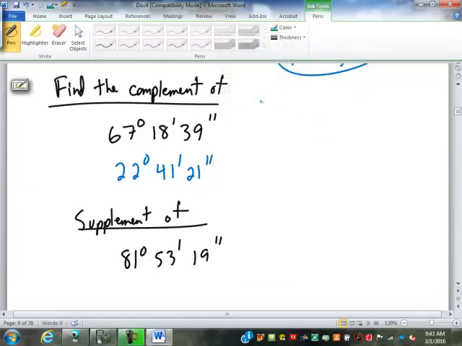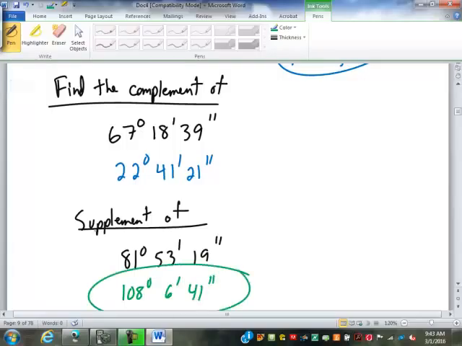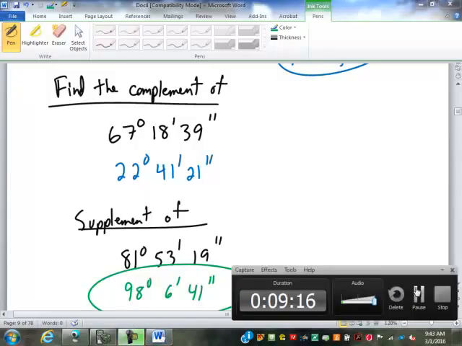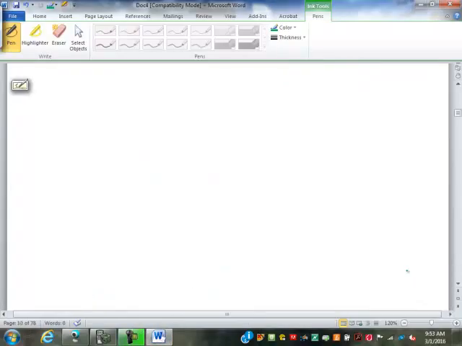So did you get 108 degrees, 6 minutes, 41 seconds? No? Oh, so it'd be 98 degrees, not 108. Does that look better? 98 degrees, 6 minutes, 41 seconds. Does that look better? Okay, there's still a few of you working on the quiz, and that's fine. Take as much time as you need.